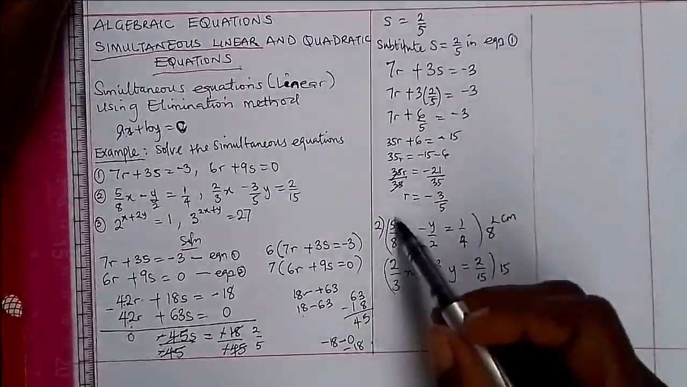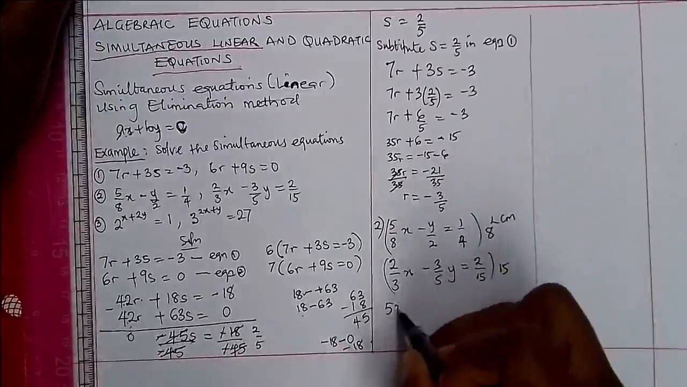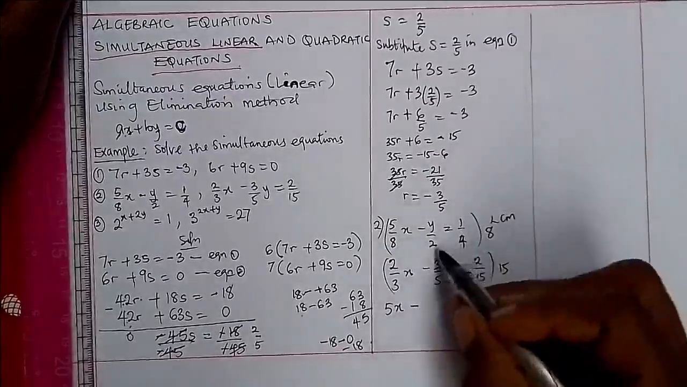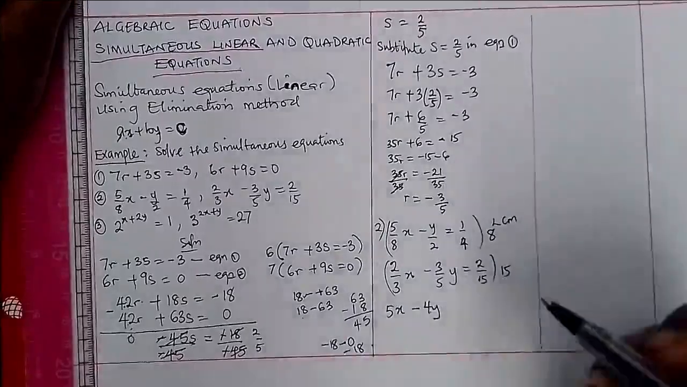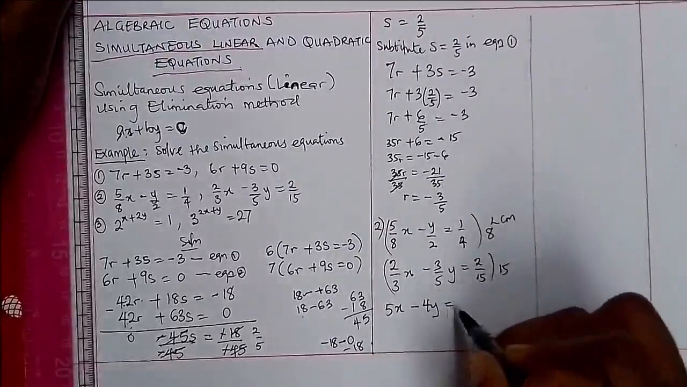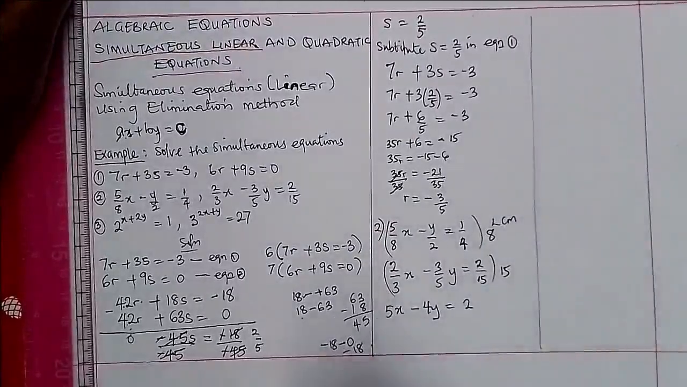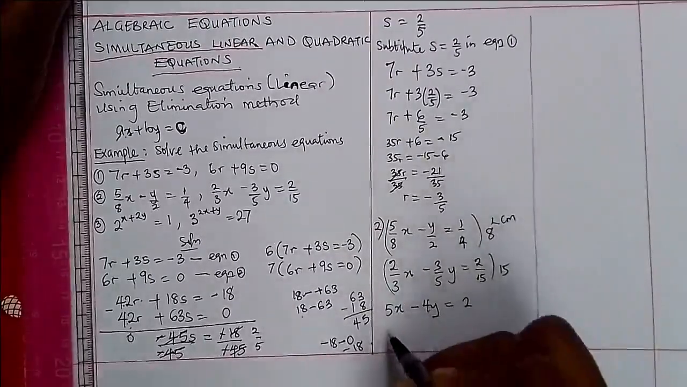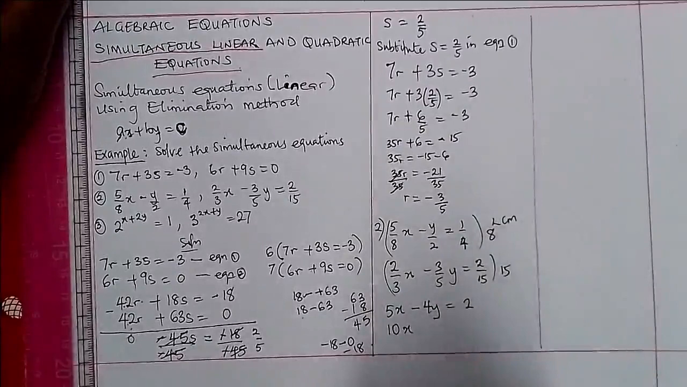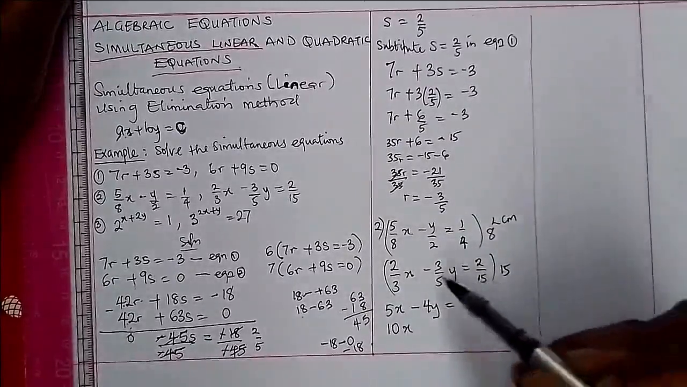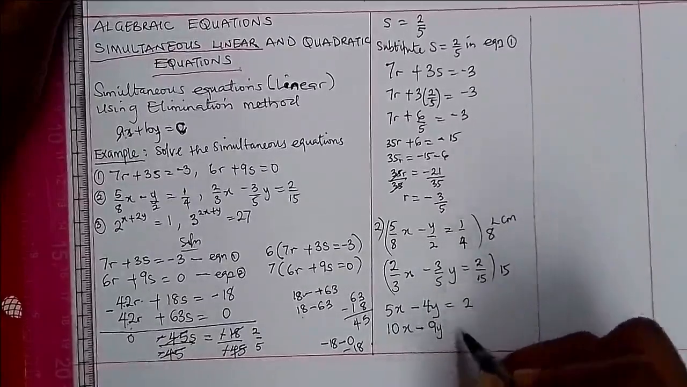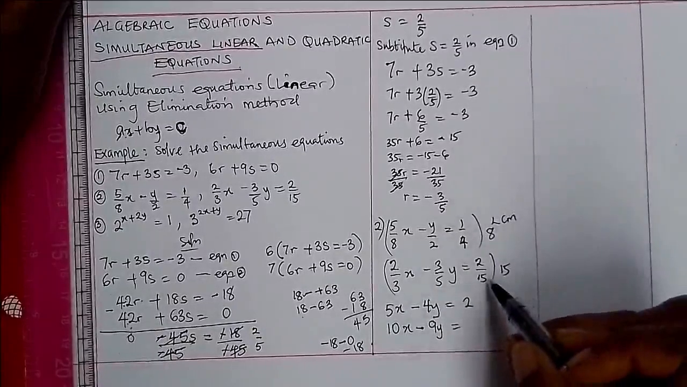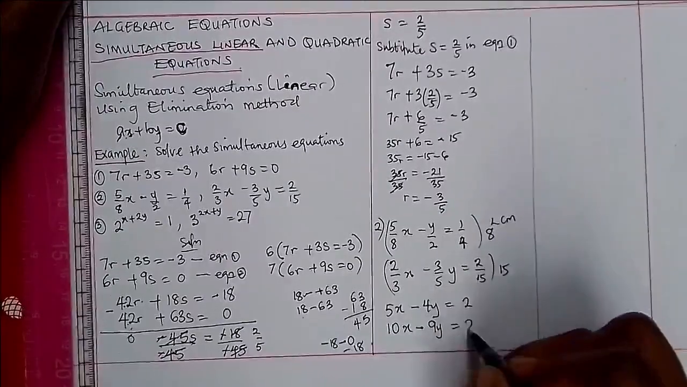So let's multiply all through by their LCM. When 8 multiplies 5 over 8, we have 5x minus, when 8 multiplies y over 2, we have 4y. And when 8 multiplies 1 over 4, we have 2. When 15 multiplies 2 over 3, we have 10x. When 15 multiplies 3 over 5, we have 9y. And when 15 multiplies 2 over 15, we have 2.